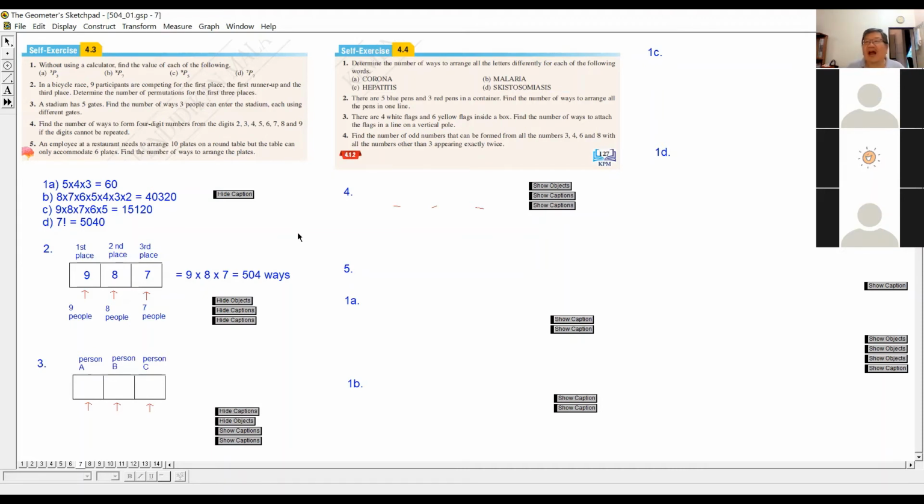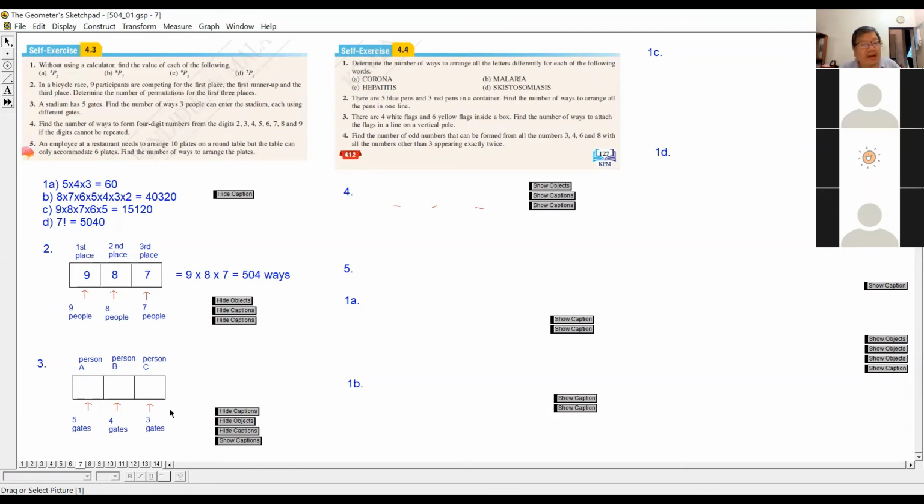Then after I enter, let's say one of the gate number 1, then the second person comes. Can he enter gate number 1 again? No. I already entered gate number 1. He cannot use gate number 1 already. So how many more gates can he use? 4. Then the third person comes. How many gates can he enter? 3. So the first person A can use any of the 5 gates.